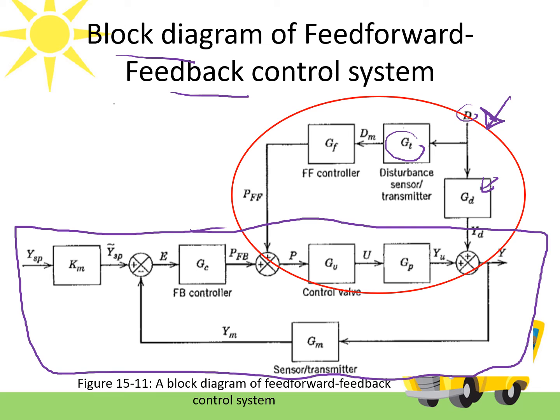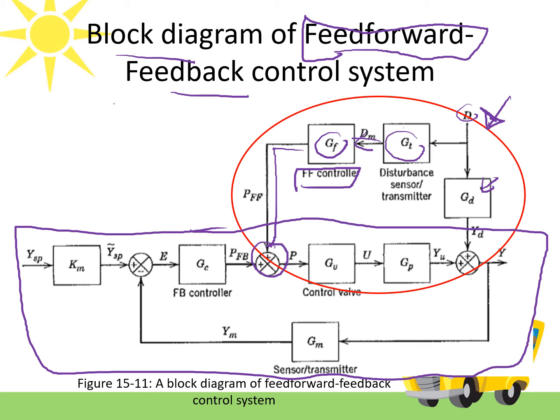So for feed forward, you need to measure the disturbance variable. Now the transmitter is connected to the feed forward controller. You have your transfer function of your feed forward controller as well, and then you have the summing function here to sum up the controller action of feedback and feed forward.